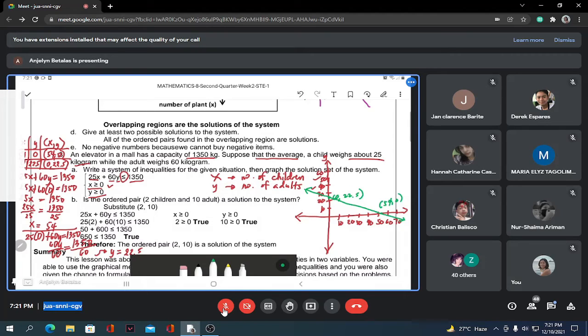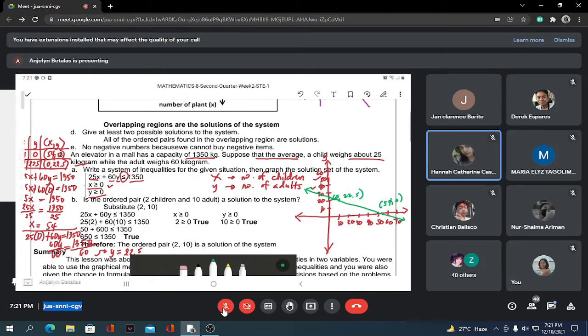Why am I using a solid line? Because it is less than or equal, ma'am. Okay, good. Then what is the next step? The test point, ma'am.